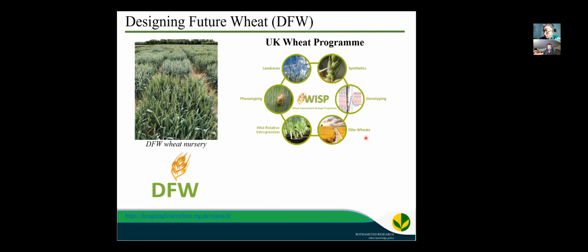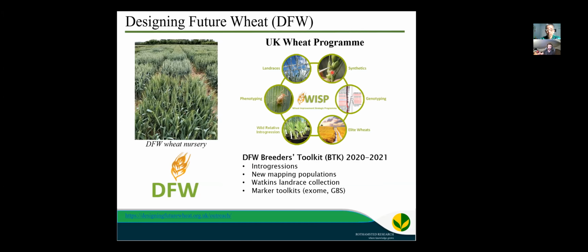And in the UK, we have the Designing Future Wheat breeding program, the DFW. It's a coordinated breeding program between many research institutes, universities, and also the private sector. We have this very organized way, and it's really nice. As you can see, we have four main pillars: development of elite, wild relative introgression, blend races, and synthetics development. And of course, these are supported by two themes, phenotyping and genotyping. The core goal of this program is to deliver to the community what they call a breeder's toolkit.